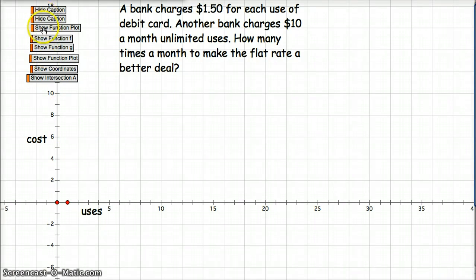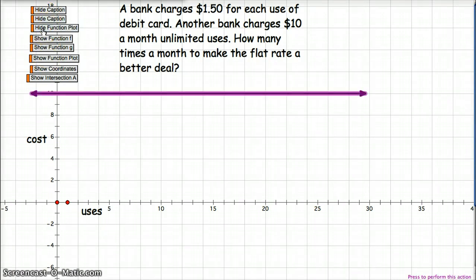So the next thing I want to do is go ahead and plot the first one. The first, or the second bank, excuse me. That second bank says it just charges a flat rate of $10, okay? So no matter how many uses I have, it's $10. So that's just the function f of x is equal to 10, no matter what. So I'm going to put that 10 on the graph, and I'm going to make my function.